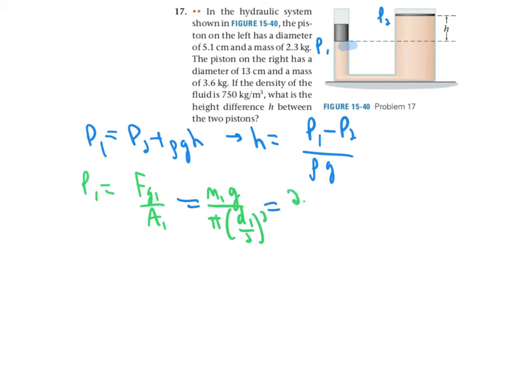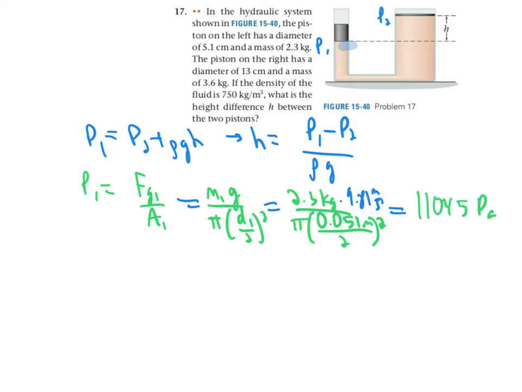We have 2.3 kilograms over pi. I should definitely be in meters because I want everything to come out in meters at the end, or at least be consistent in my densities in meters cubed. So I'm going to make that 0.051 meters squared, and I divide by 2 to turn my diameter into a radius, and I end up with, I had missed a factor of g in my writing, so that's why that popped up. And then when all is said and done, these numbers come out to be 11045 pascals, which sounds reasonable.